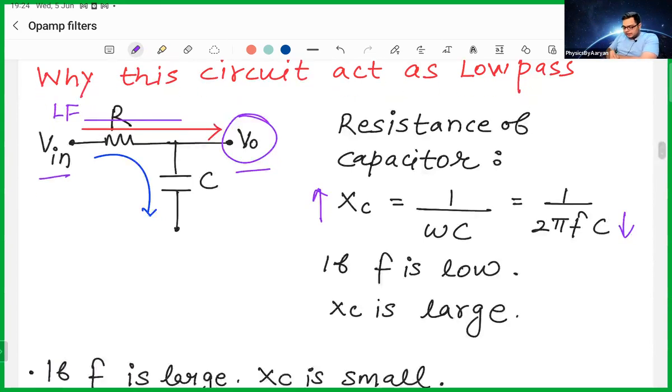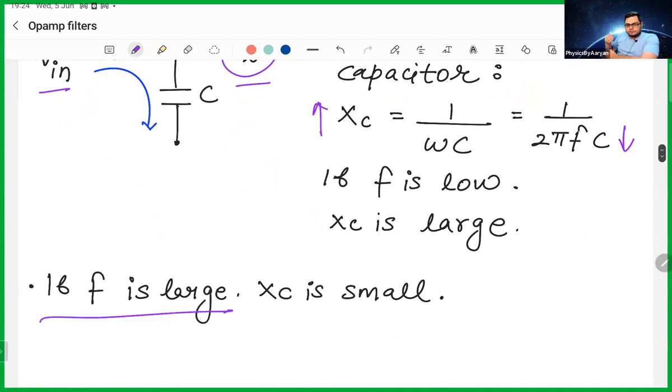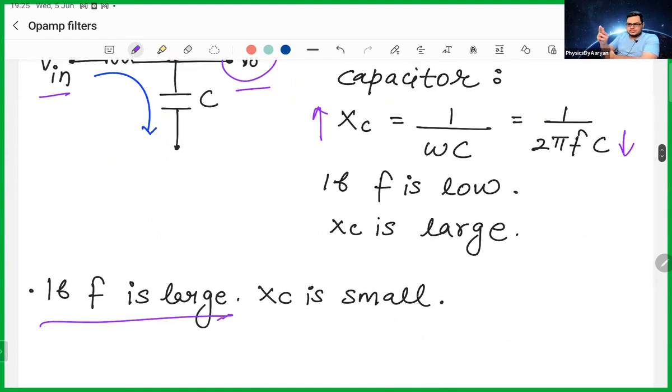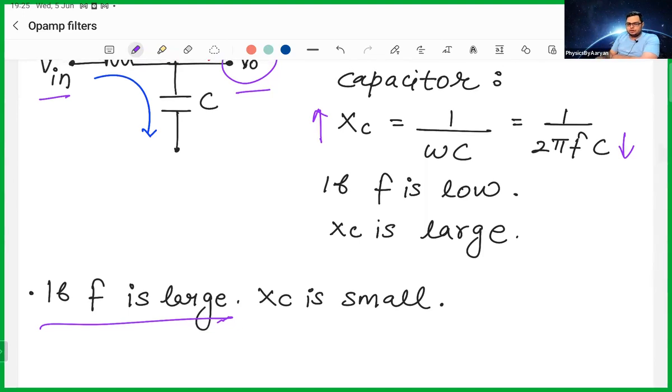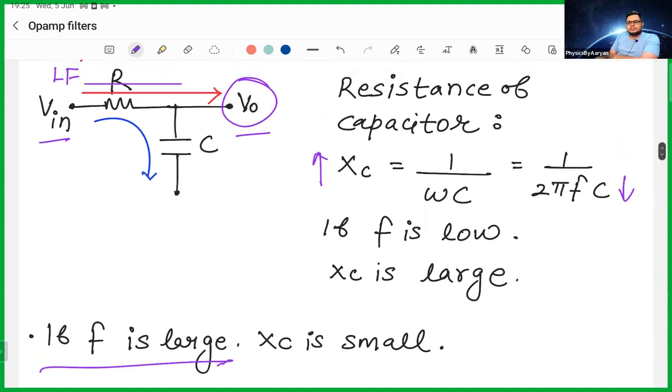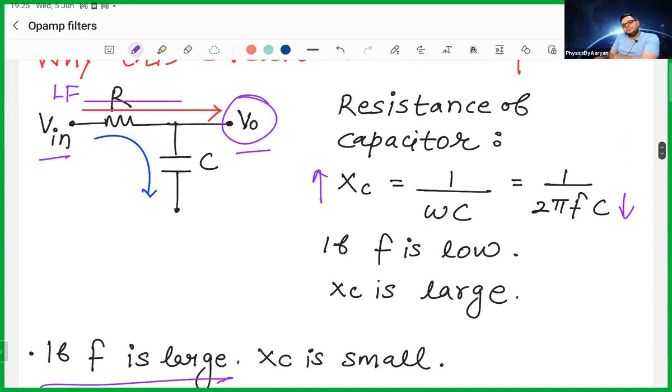But if the frequency is very large, then the capacitor has no problem, because then the resistance of the capacitor is small. Yes, the j term is missing, but that is for phase. We are not interested in phase, which is why I did not write it. j is written only when phases are important. So now the frequency is large, and the capacitor will say, okay, no problem, I have very little resistance for you, so you can pass through me. Now I send a high frequency.